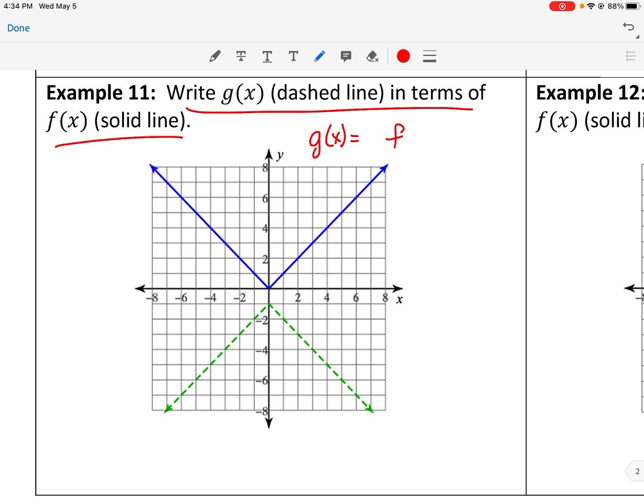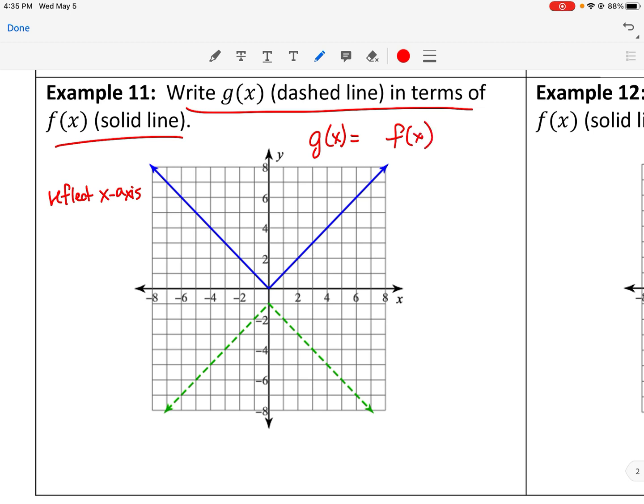So g of x is going to equal f of x, but we have to do some changes to f of x. So this is my original, this solid line. And what are the transformations that happen? First of all, I know that it flipped upside down, so there had to be a reflection in there somewhere. So reflect across the x-axis. I'm just writing this down to keep track of things in my brain.